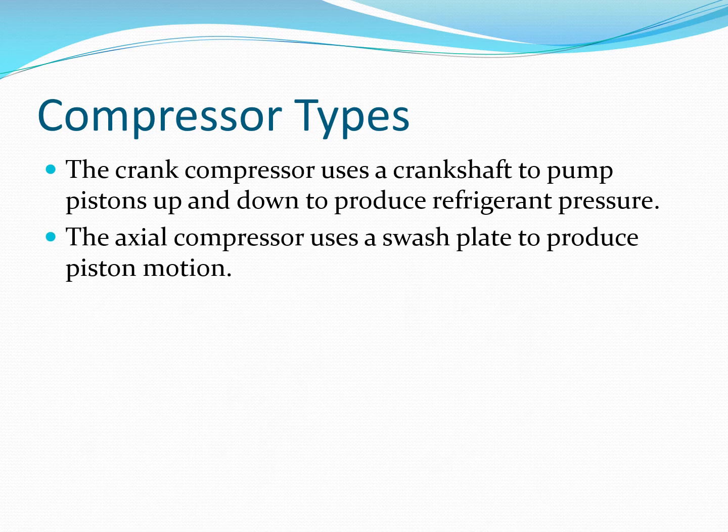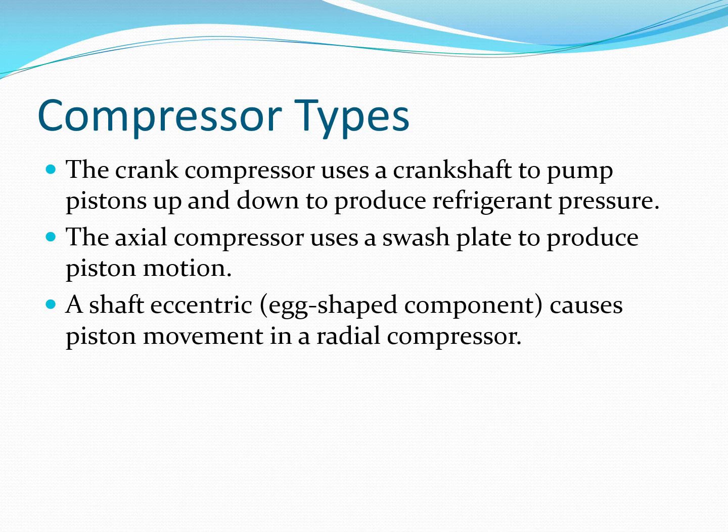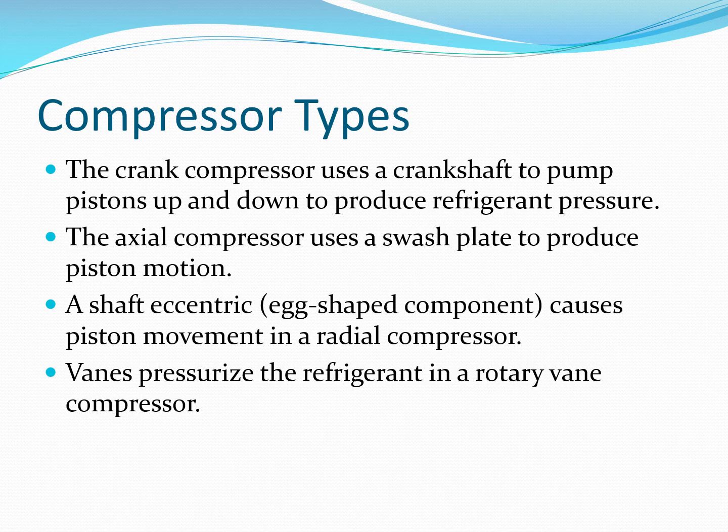So the crank compressor uses a crankshaft to pump pistons up and down. The axial compressor is going to pretty much do the same thing, but the piston is going to go back and forth rather than up and down. There's going to be an eccentric shaft. This is an egg-shaped component that causes piston movement in a radial compressor. And vanes pressurize refrigerant in a rotary vane compressor.